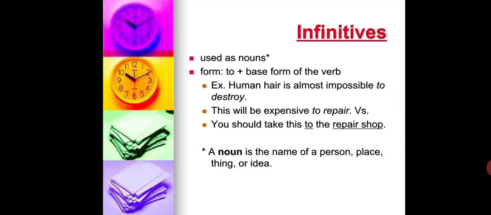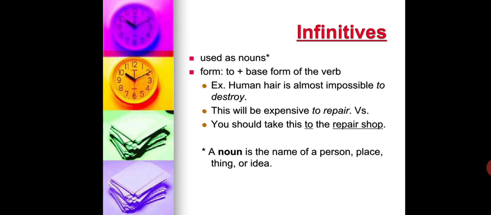What about infinitives? Infinitives have the same thing. They share the same particular idea. They are also used as nouns, but instead of ending with ing, it is actually a to plus the base form of the verb, to run. So if earlier it was gardening, now it's to garden. If running, it becomes to run. It's nice to run at the NUST. Okay, so this will be expensive to repair. Versus should take this to the repair shop.